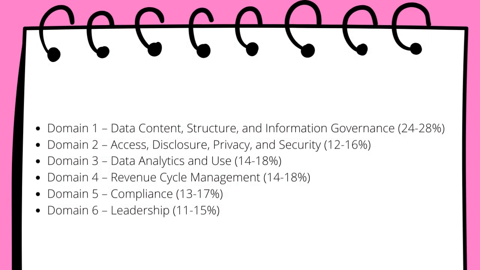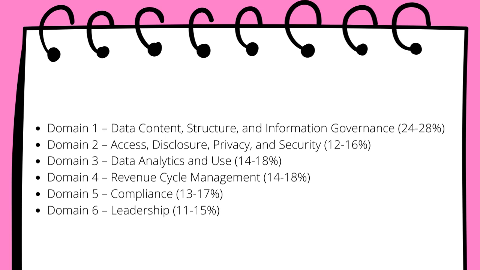So you have 6 domains on this exam. Domain 1 is data content, structure, and information governance, and this covers 24 to 28% of the exam. You have domain 2, which is access, disclosure, privacy, and security, which covers 12 to 16%. You have domain 3, which is data analytics and use, which is 14 to 18%.